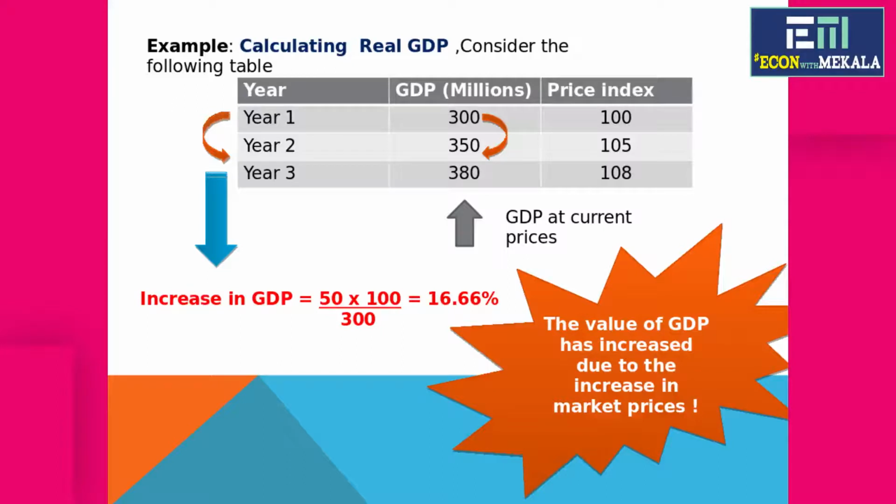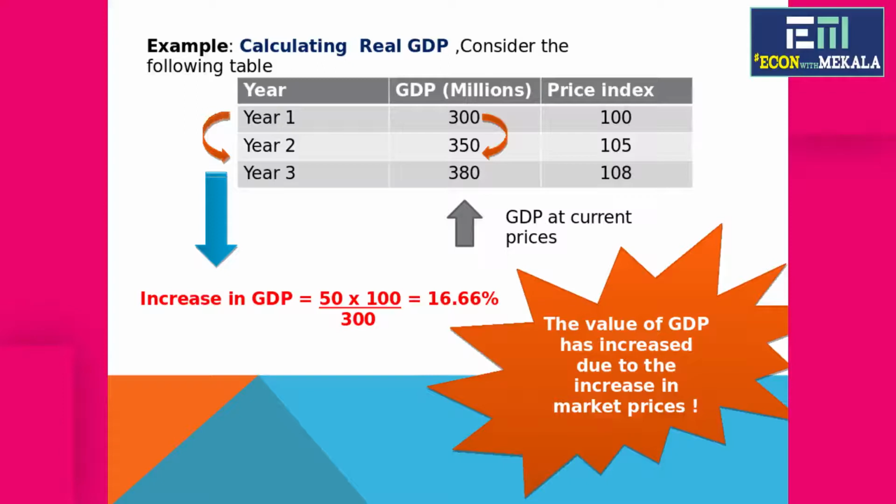In this case, the nominal value of GDP has increased, but not the real value. Because using $350 million in year 2, we are buying the same quantity, or same volume, of goods and services we bought in year 1 using $300 million. Why? The value has gone up because the prices have increased from 100 to 110.